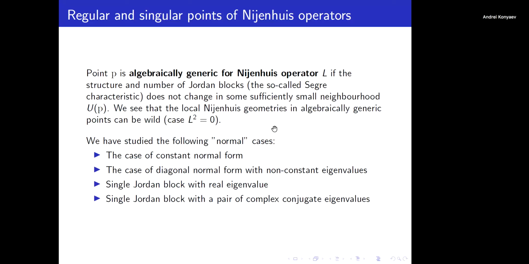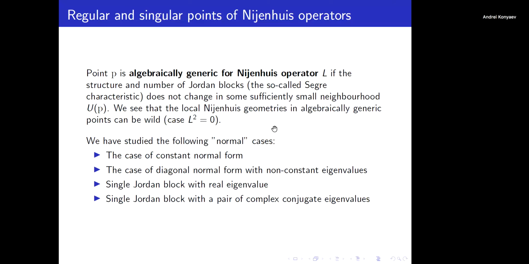But before we deal with singularities, we need to deal with regular points. And this is, again, the definition of regular points we have arrived at so far by doing a lot of research, by proving theorems. We see that an algebraically generic point is such a point that in a small neighborhood of this point, the Jordan block structure does not change. You see, you cannot say that the Jordan normal form doesn't change, because eigenvalues do change. This is important, but the structure does not change.